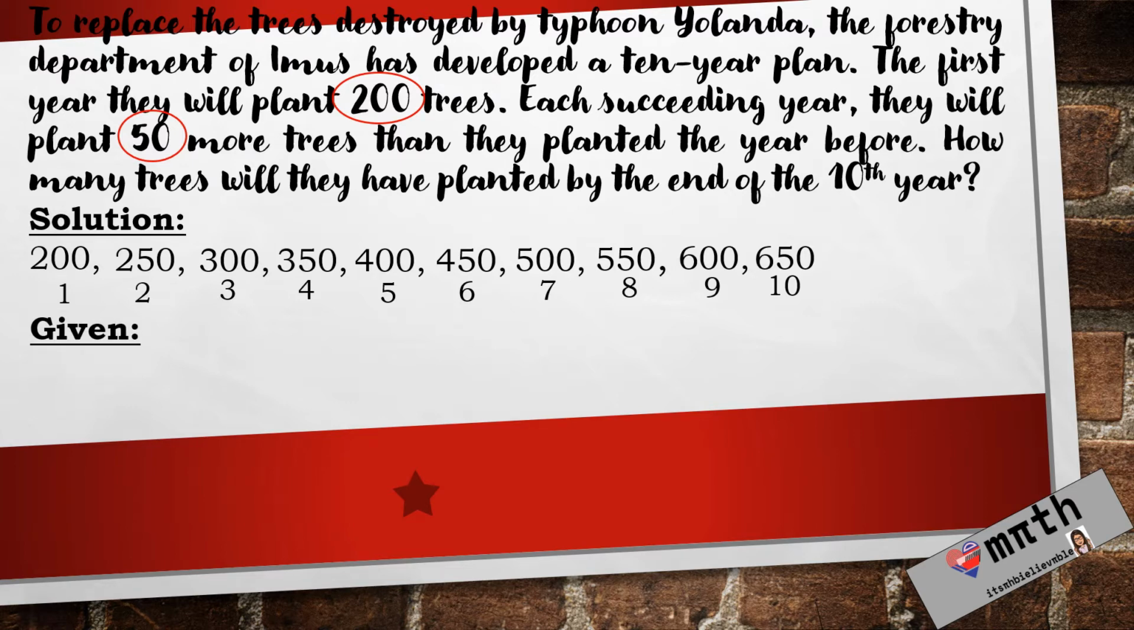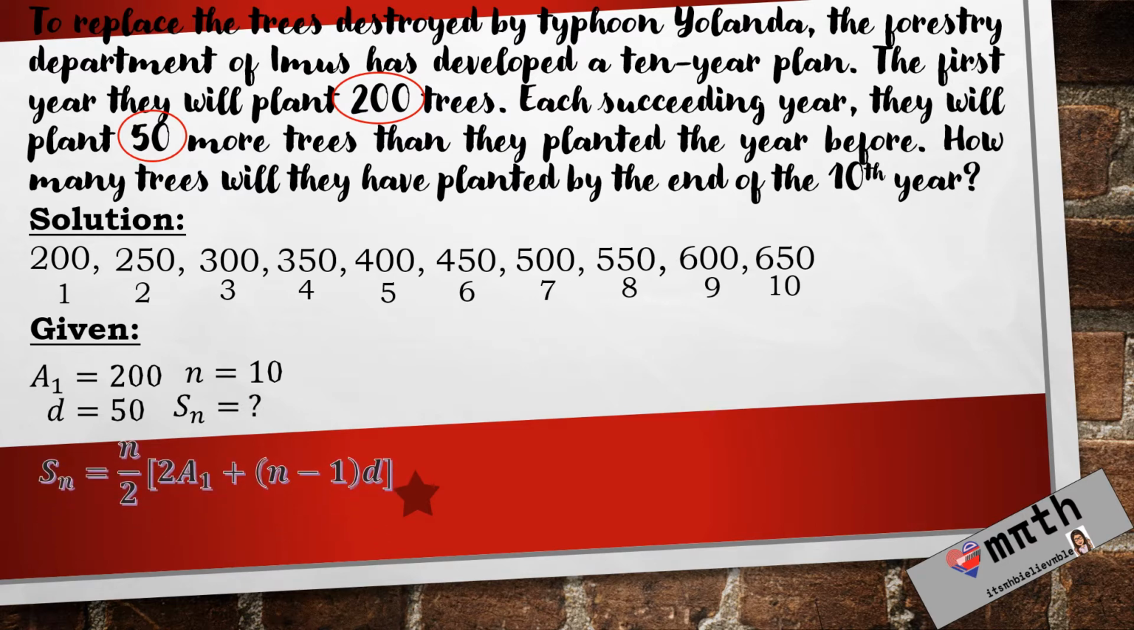Now, from there, let us first identify the given, which is a sub 1, 200. Our common difference is 50. Our n is 10 since we have 10 years, the 10th year. Then, we're looking for s sub n since this is an arithmetic series. So, the formula for arithmetic series is s sub n is equal to n over 2 times 2a sub 1 plus n minus 1 multiplied by d.